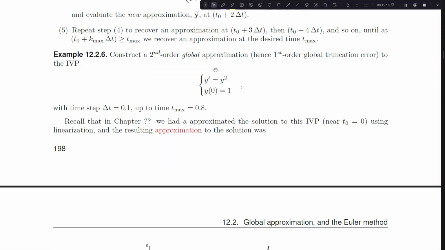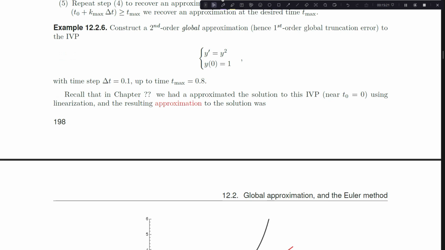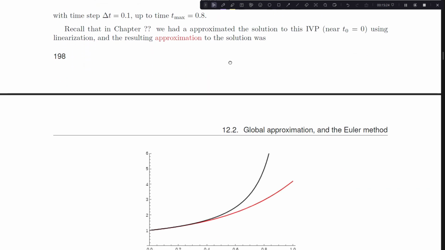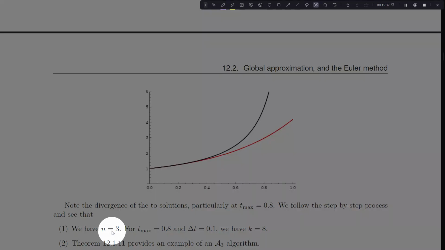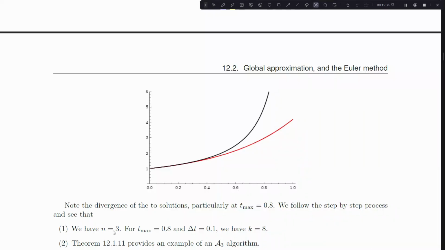And so following our steps, we're going to use linearization here, because that's the only local approximation we've discovered so far. But let's actually follow our steps, right? Step 1 says we've been told that n needs to be 2. That's a typo. And linearization fits the bill there. We also know that t max is 0.8 and delta t is 0.1, so we have that k max is 8. The total number of iterates we have to make is 8 here.